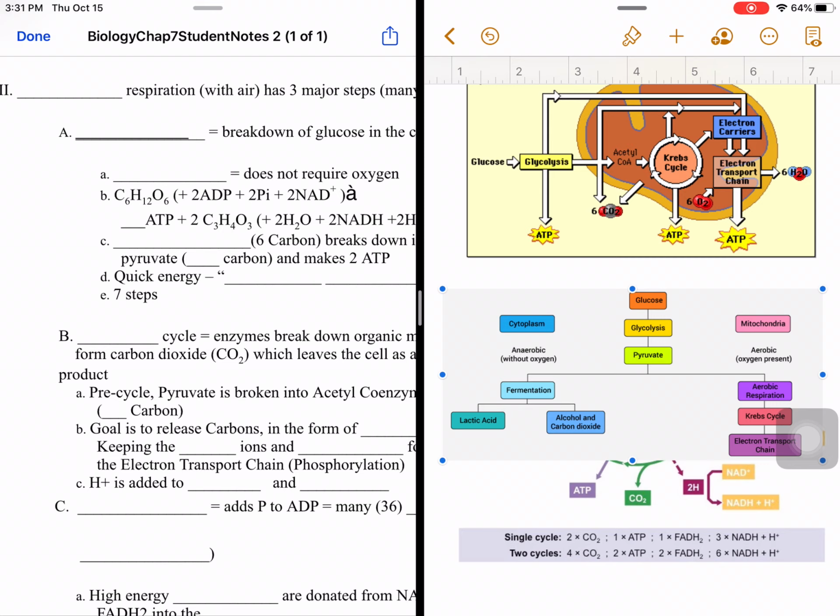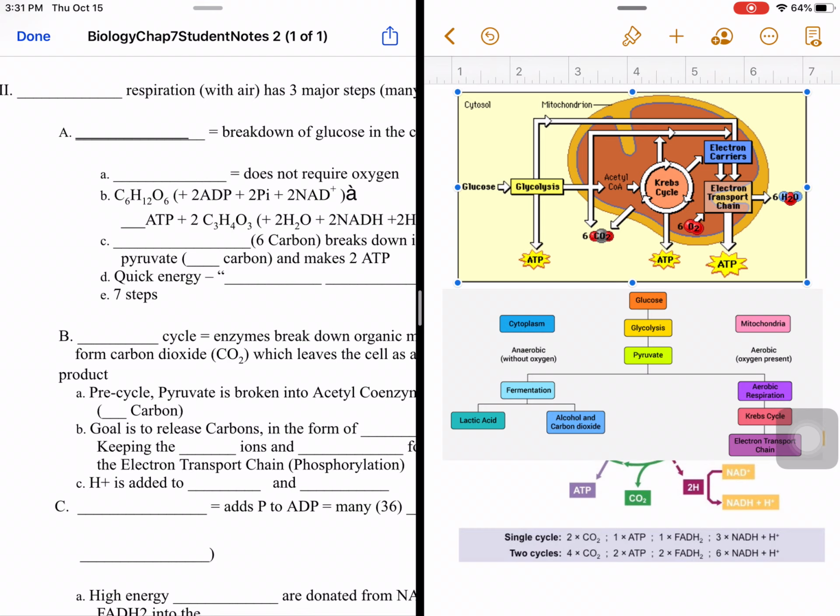The first step is glycolysis. As you can see from both of these images, glycolysis occurs in the cytoplasm, and it's where glucose is going to be broken down. The second main step is the Krebs cycle, and this is going to occur in the mitochondrial matrix, and it requires oxygen to take place at this point, whereas glycolysis can be anaerobic, does not require oxygen. The Krebs cycle and the electron transport chain both do require oxygen.